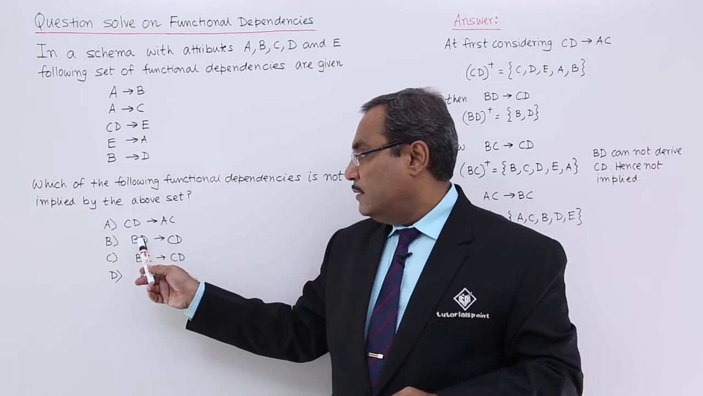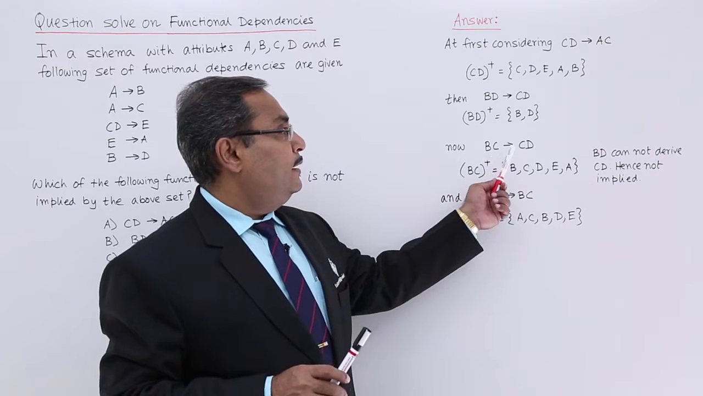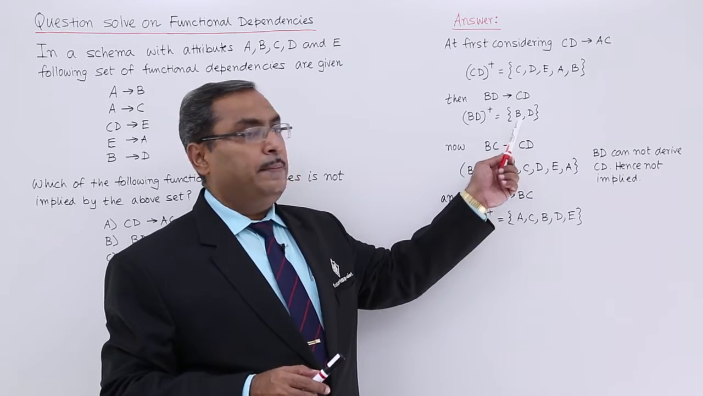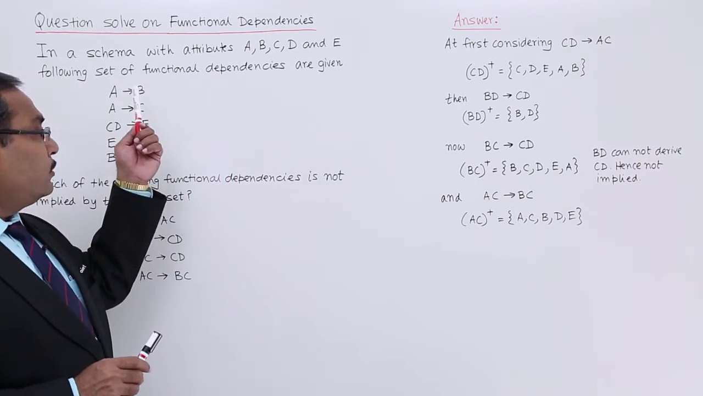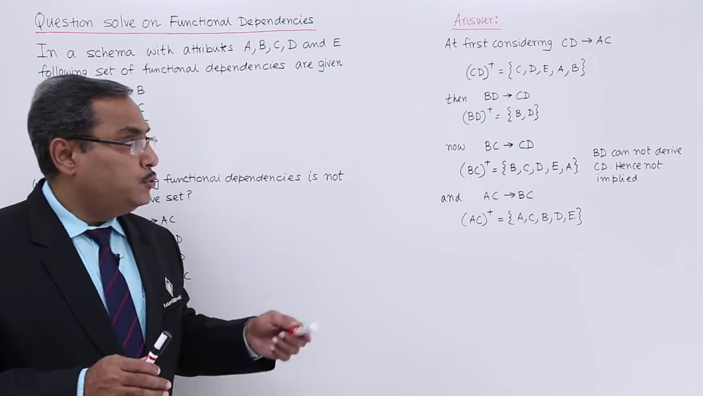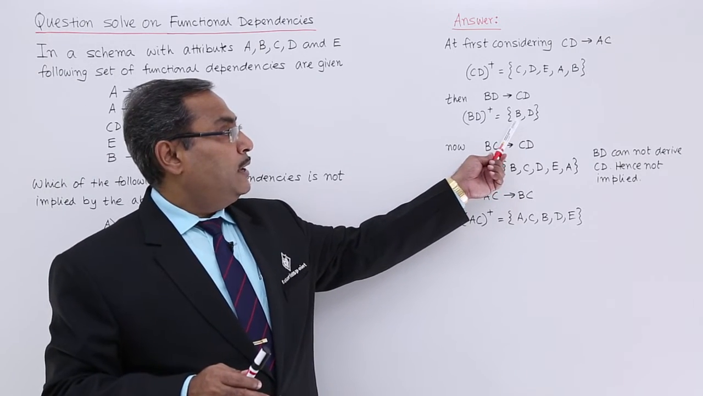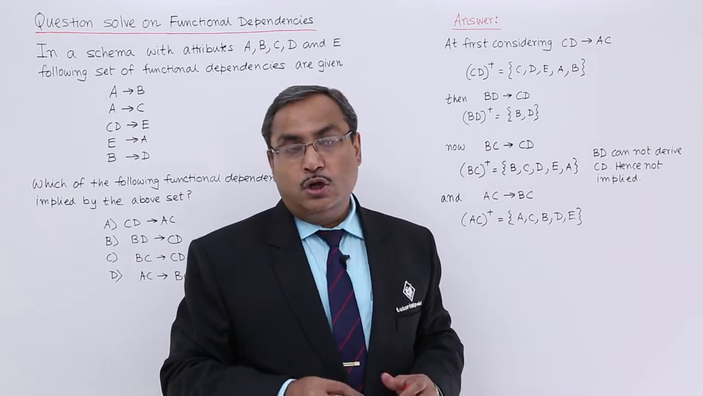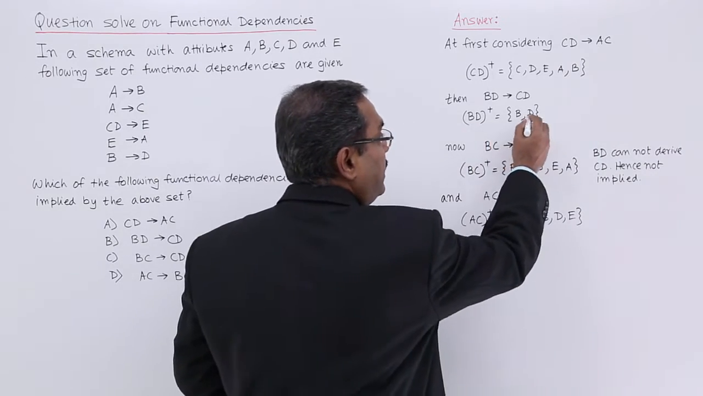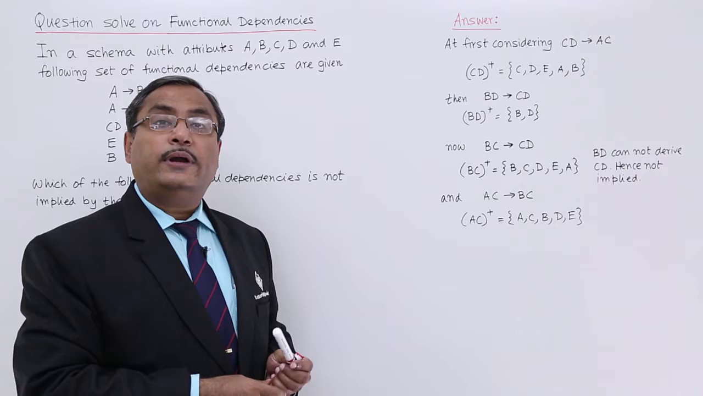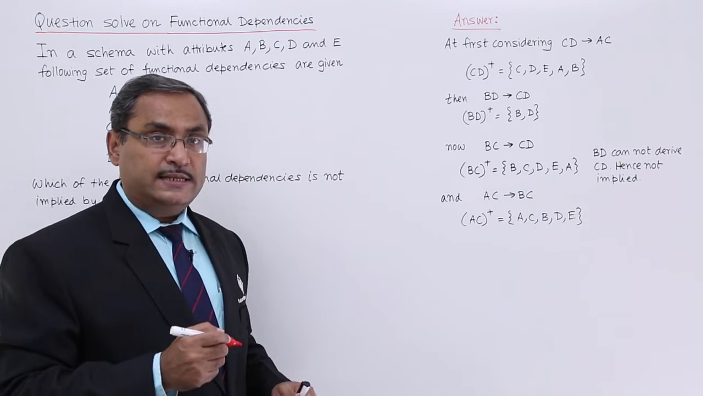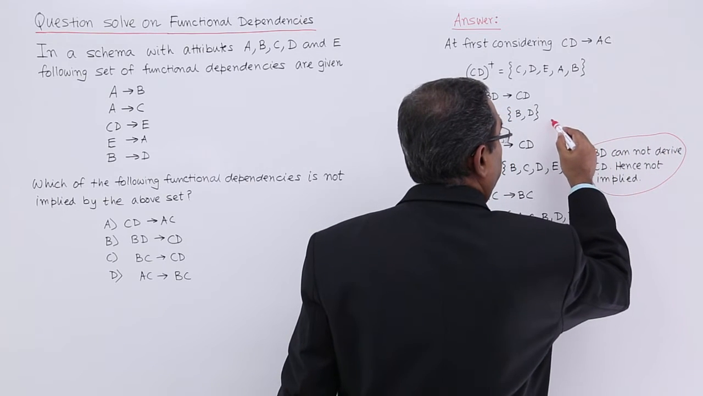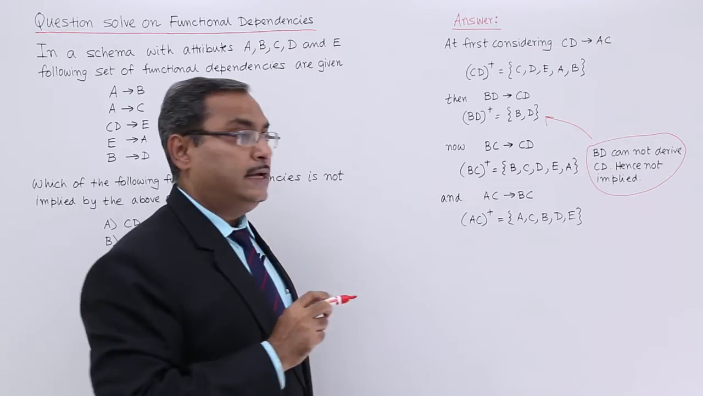Now let us go for the next one, BD determines CD. So let us go for the calculation of closure of BD. So in the set I shall be having only B and D in that case, but I cannot include any other attribute in this closure set. So that's why you see BD cannot derive CD, hence not implied. As only B and D is coming when we calculate BD plus, that is the closure of BD, BD cannot derive CD, hence not implied. So this particular functional dependency is not implied.